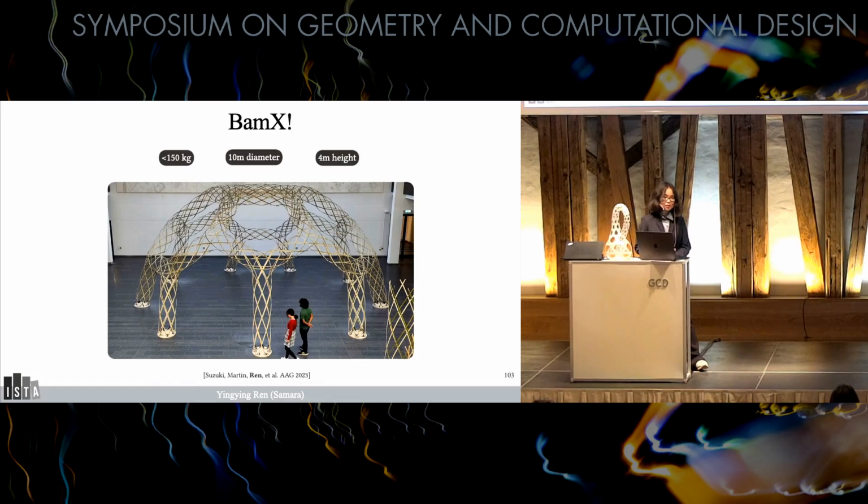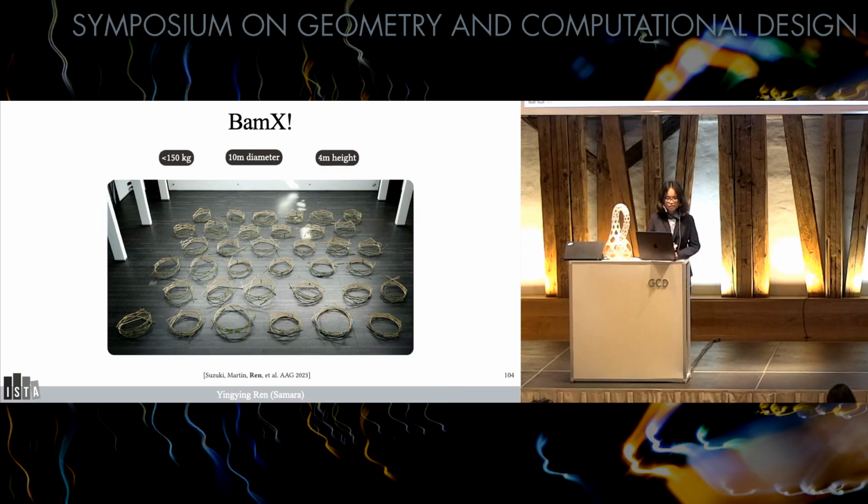One of the lessons that we learned from building a larger structure like this is that modularization is crucial. In this structure, all the cylindrical parts can be fabricated off-site and stored compactly because it's deployable. And then on-site, the main task is to weave these units together, weave these cylinders together.